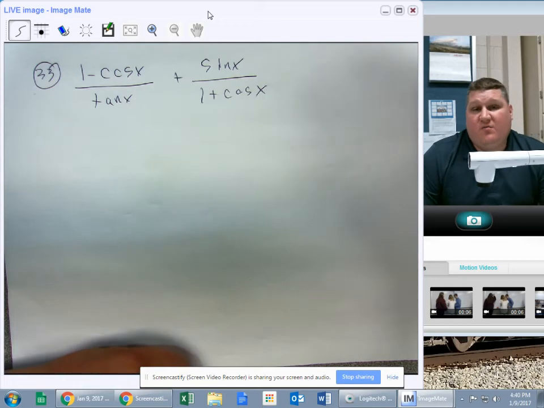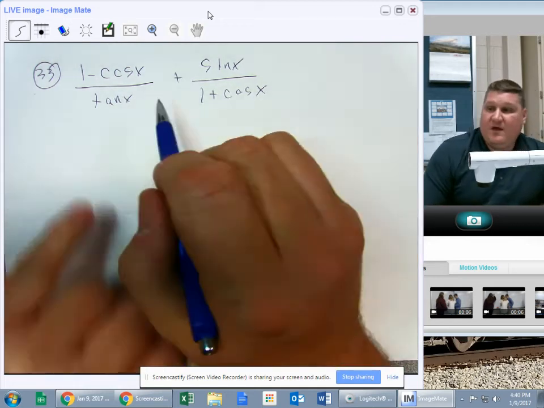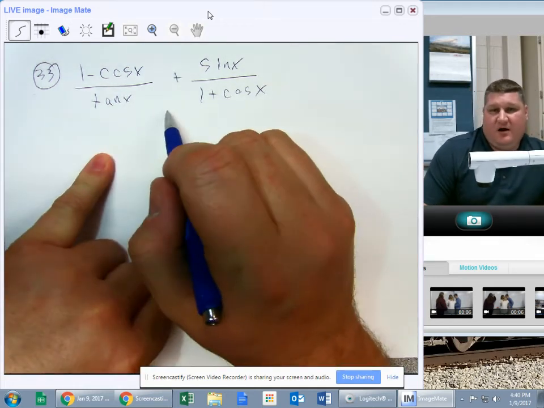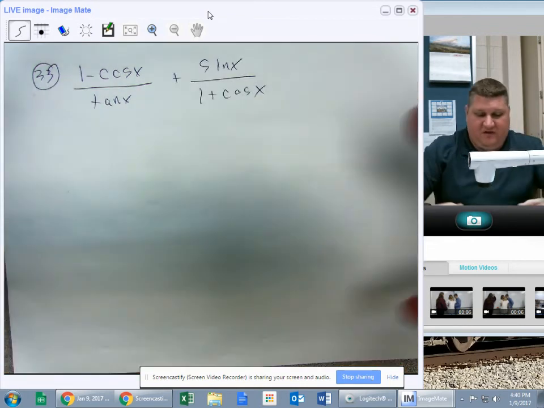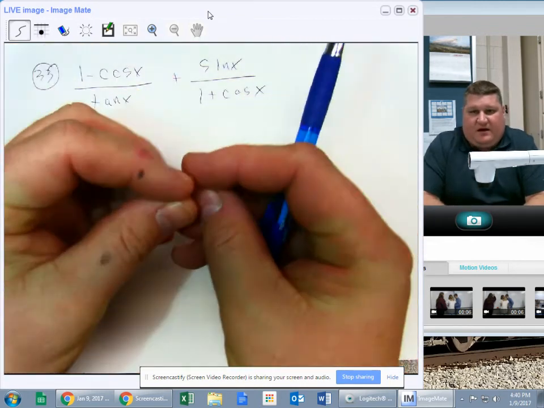Okay, let's take a look at a few more examples. Now, take a look at number 33 here. With 33, it still says simplify. So we're just trying to put things together. We're trying to break them down and make them more simple.